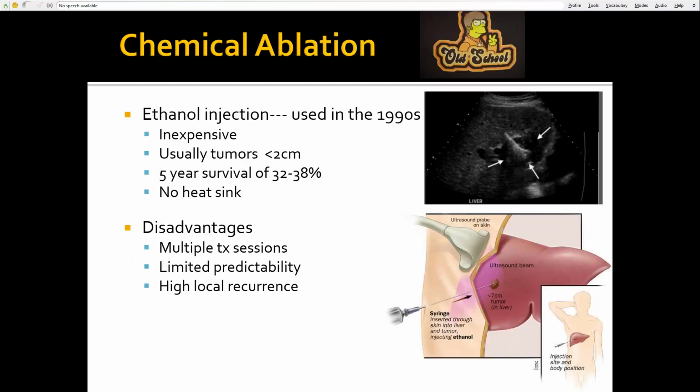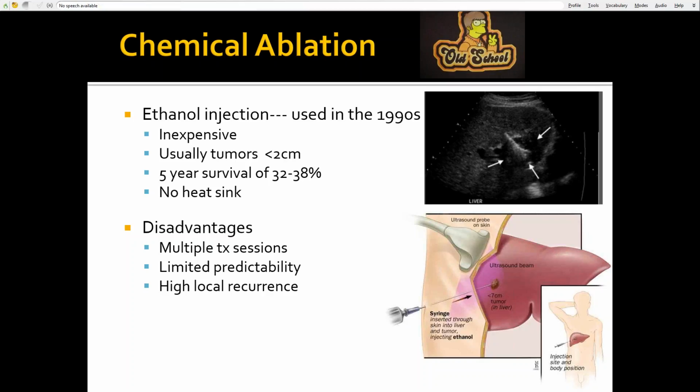So the first thing we'll go over briefly is chemical ablation. This is kind of an old school way of treating tumors. Even yesterday, talking to one of my senior colleagues, he used to treat tumors this way, but again, we really don't do this very often, directly at least, percutaneously. But you basically, with ethanol, it's inexpensive. You can use it on small tumors.